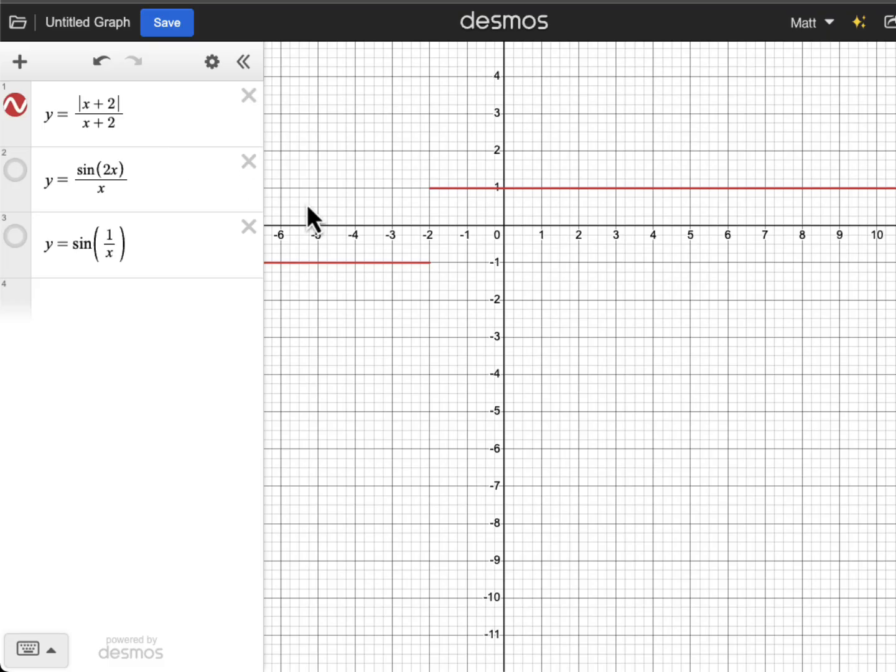As a second method, we'll use technology. Now, in order to graph this, I do have to change the input variable back to x and the output variable back to y. So I type in y equals absolute value x plus 2 over x plus 2. This confirms what we did by hand. At -2, we have a jump discontinuity, and the function is undefined at both endpoints.